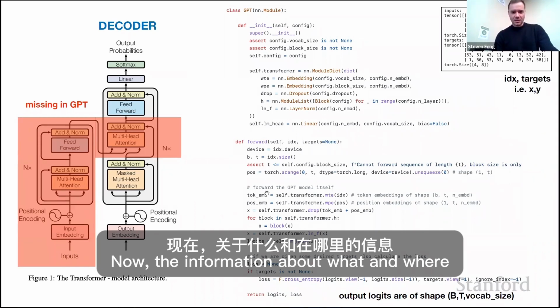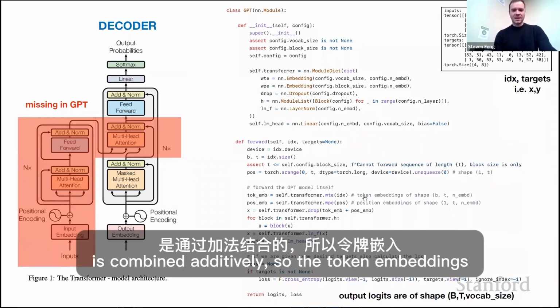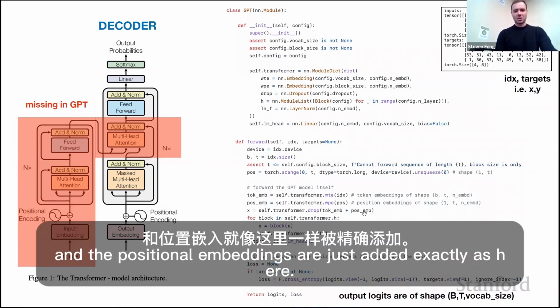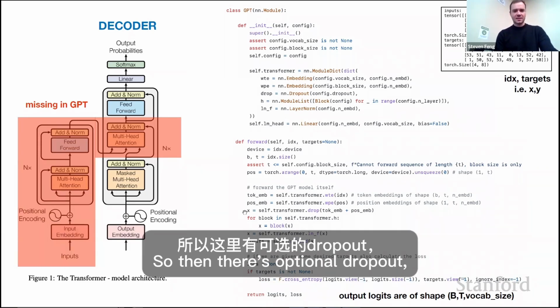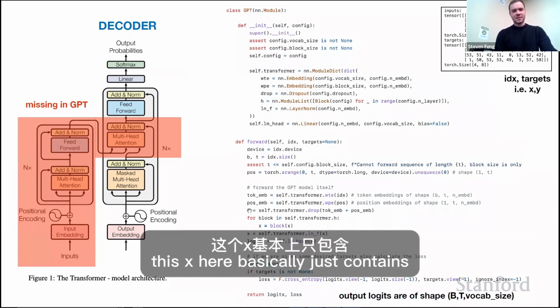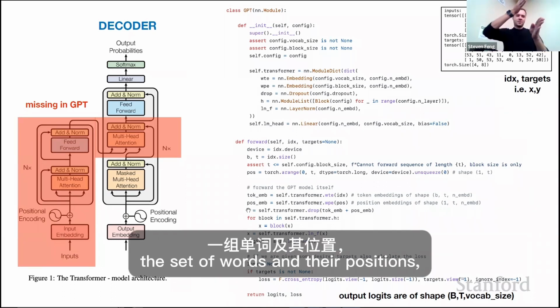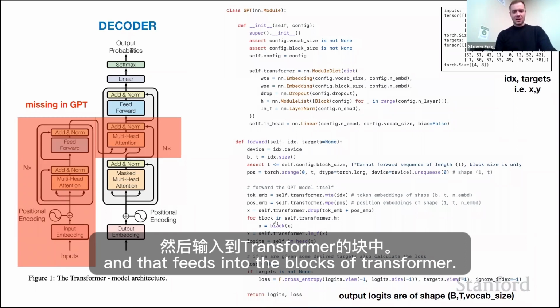Now, the information about what and where is combined additively. So the token embeddings and the positional embeddings are just added exactly as here. So this X here, then there's optional dropout. This X here basically just contains the set of words and their positions, and that feeds into the blocks of the Transformer.